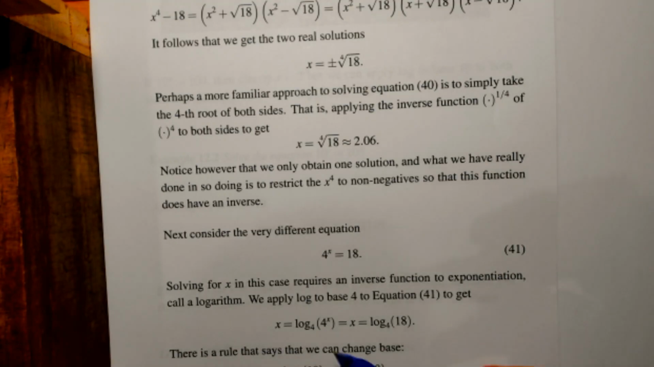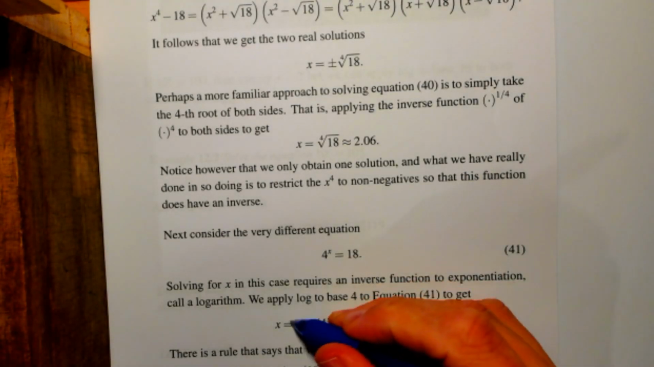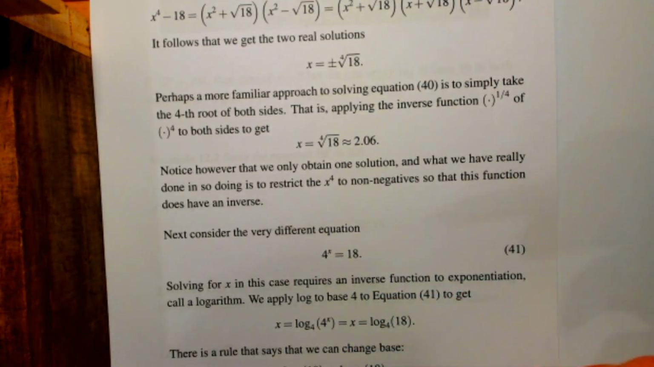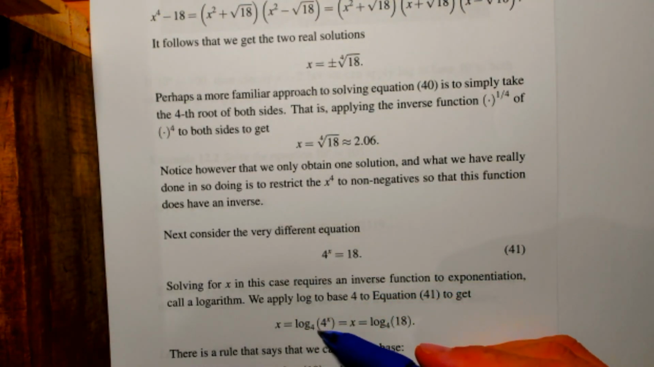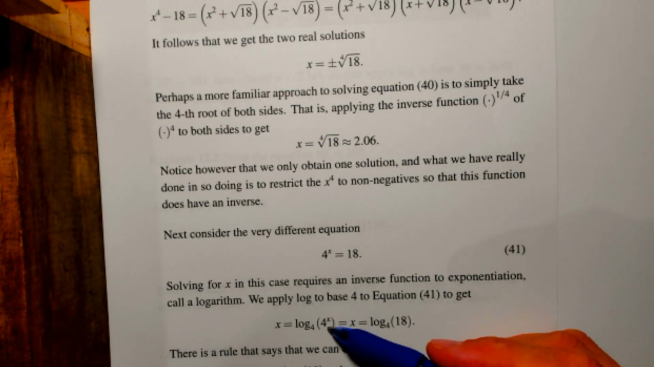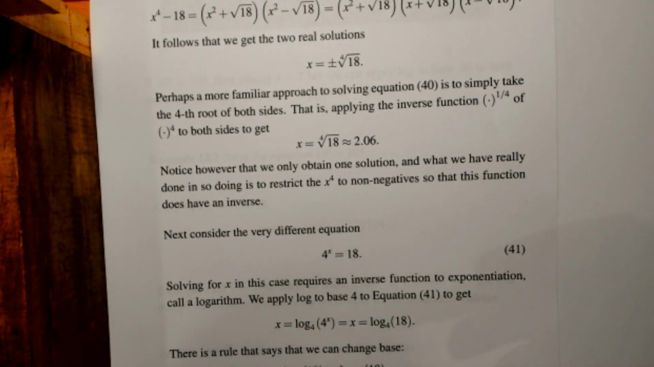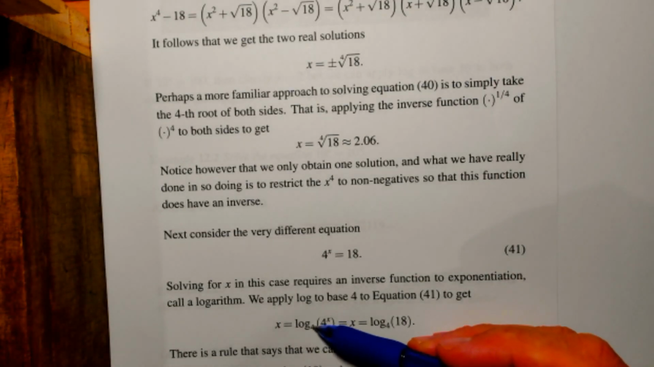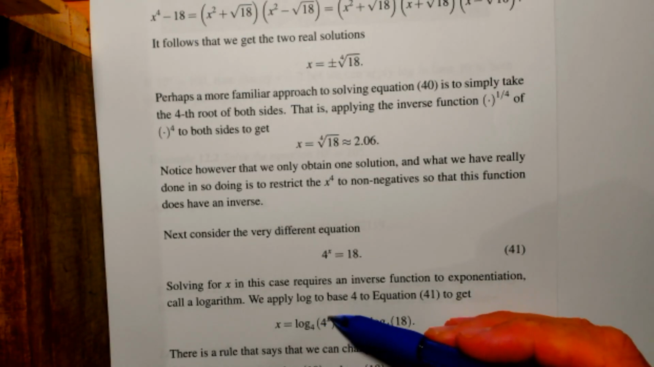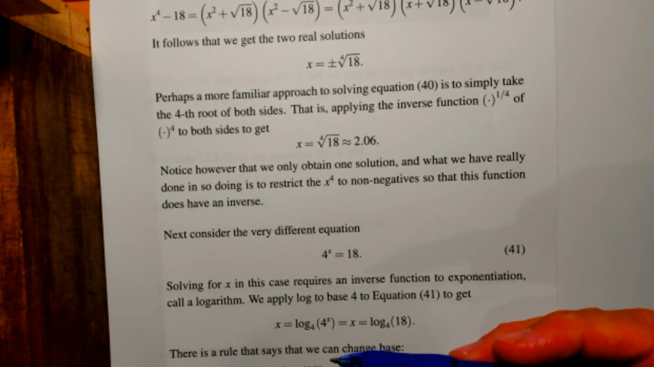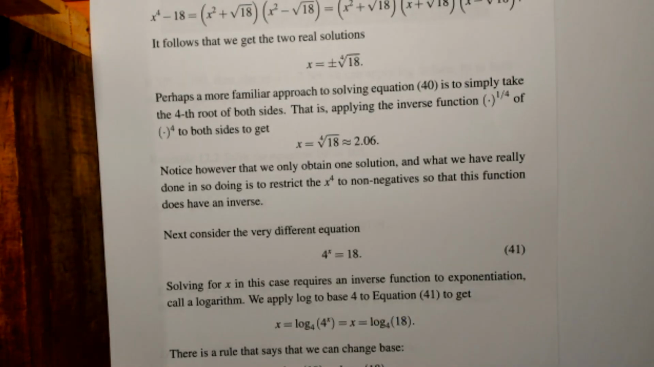Now there's a log rule that says I can pull this x down, but also a log to base 4 of 4 to the power of x asks the question, what power do I have to raise 4 to in order to get 4 to the power of x? Well, obviously it's that x there, right? Okay, so x is equal to log to base 4 of 18.